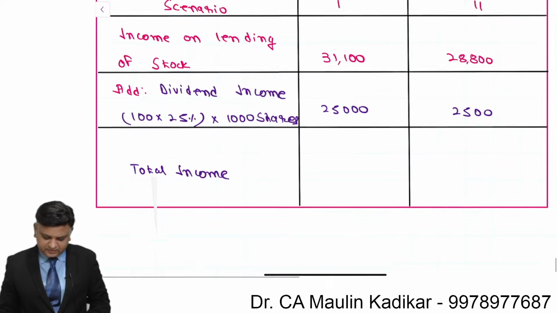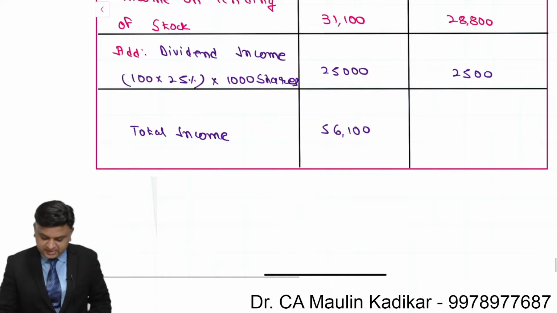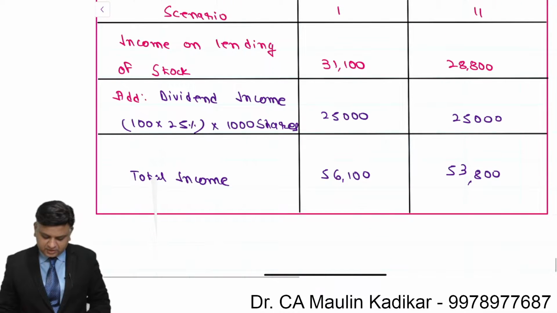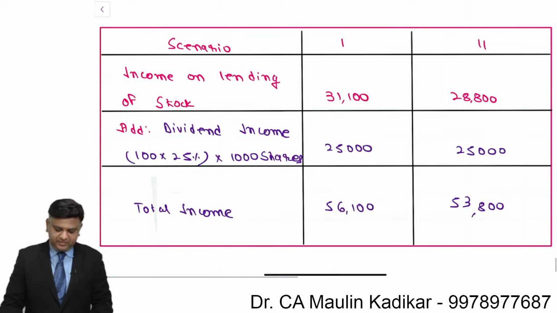So total income in the first case will be 56,100 and in the second case it will be 53,800. That is the way the income will be calculated.